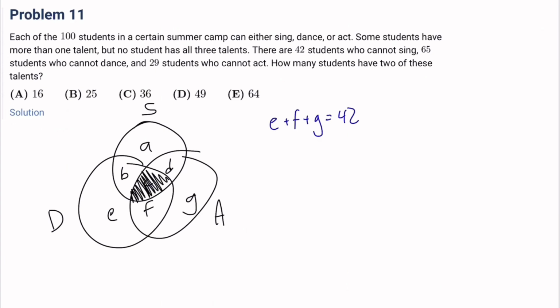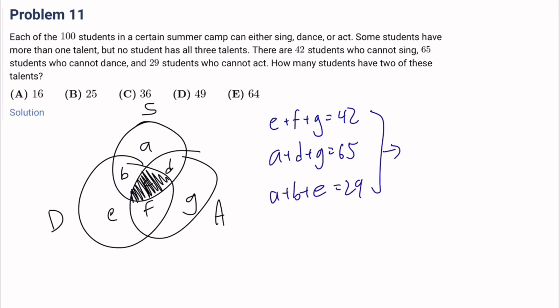And then 65 cannot dance, right? This is dance, so this much is dance. Not dancing is A, D, G. So A plus D plus G, that equals 65. Lastly, cannot act. That's just A plus B plus E. So A plus B plus E, that equals 29.